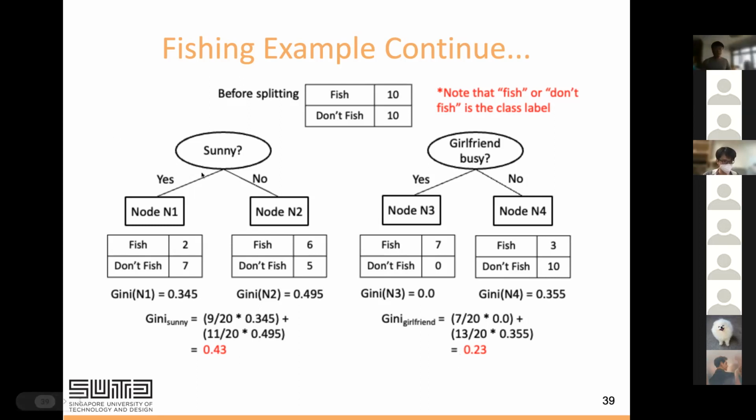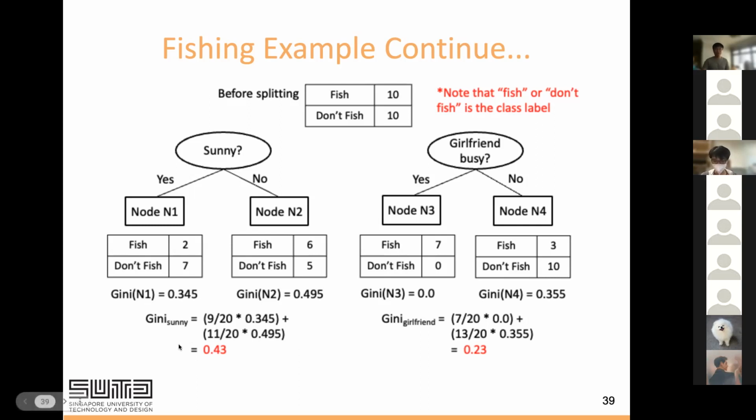If you look at the left side, same thing. At the end of the day, based on this decision, whether the weather is sunny or not, the Gini index only drops from 0.5 to 0.43. So this is a relatively weak performance, not a very good split per se, compared to this. But of course, if the girlfriend-busy split were 0.48 instead of 0.43, then sunny would be better.